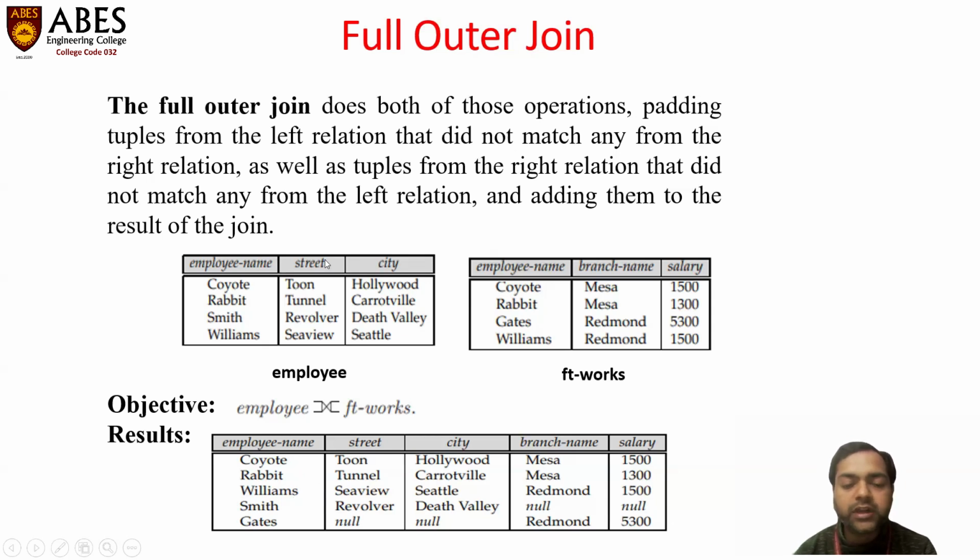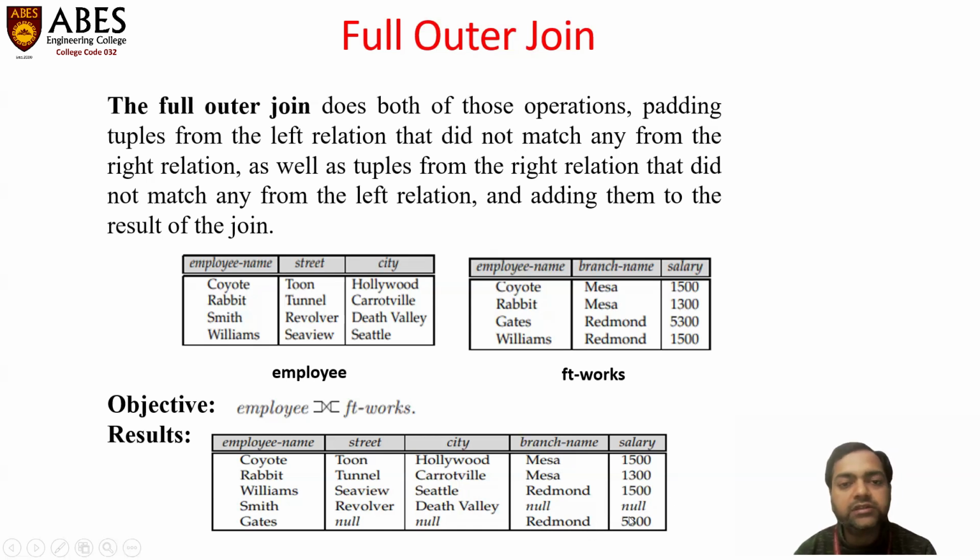Now this is a full outer join. It means we have to include the unmatched tuples of both tables. Right. So in case of employee, this Smith does not have a match tuple from the FT works table, so it will be included, and since we do not know the branch name and salary, they will be considered null. And if we talk about the right relation, Gates does not have a match tuple from the employee relation, so it will also be included in the resultant relation, because we do not know the street and city of Gates, so they will be considered null. The branch name and salary we know, so we have mentioned them here.